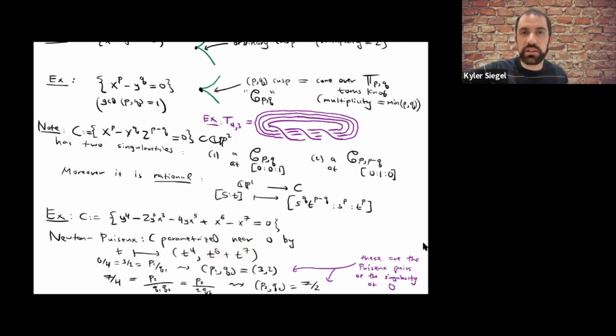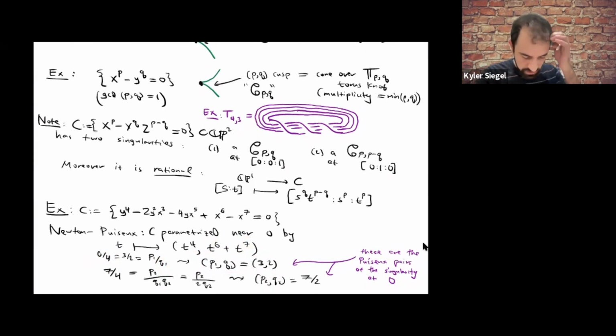And then you write 6 over 4 in reduced fraction terms. So 6 over 4 is 3 over 2. And then you say that (p1, q1) is the first Puiseux pair. Okay, and then if all the remaining exponents were a multiple of q1, which is 2, then there would only be one Puiseux pair. But in this case, that's not the case.